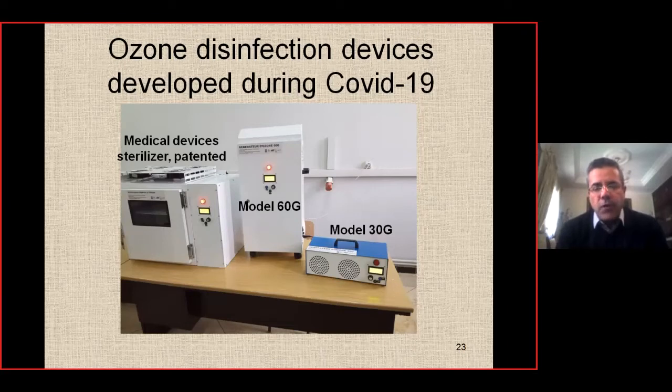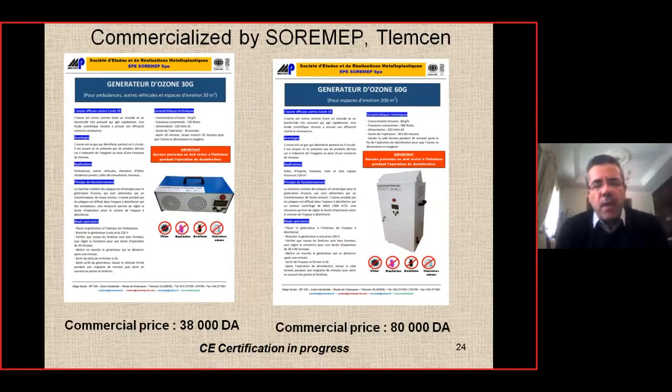The 30G and 60G ozone generators were developed by our laboratory for a national company in Tlemcen called Soremap. Soremap is now manufacturing these ozone generators and commercializing them in Algeria to fight the COVID pandemic and also for normal disinfection. They are used to disinfect spaces like ambulances, cars, rooms in hospitals, meeting rooms, any space where we need to disinfect.